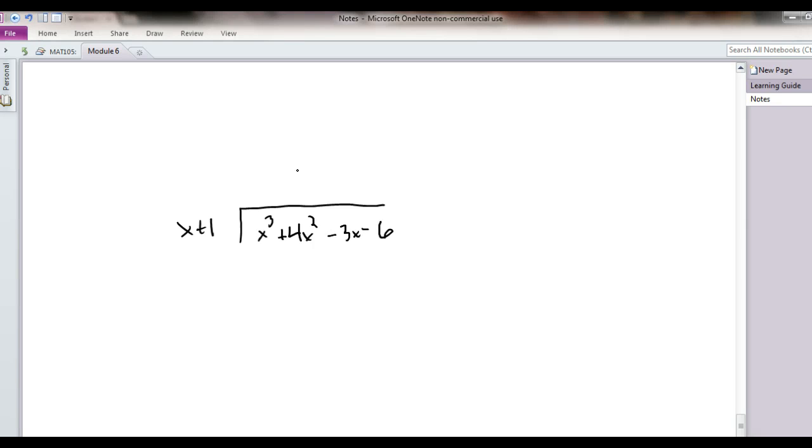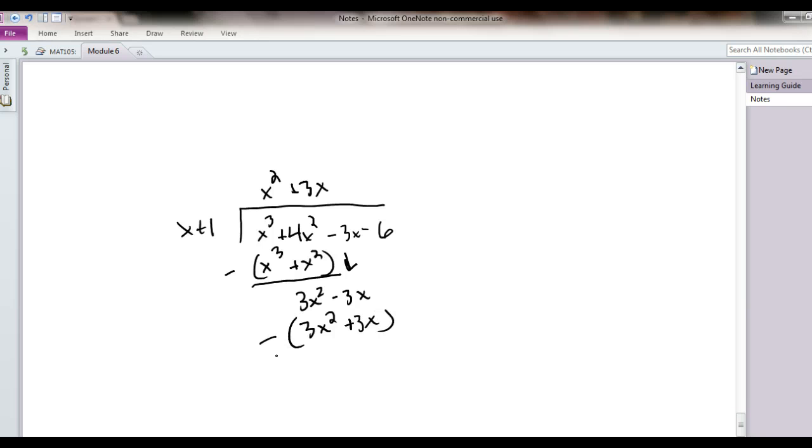And then this should divide evenly since it was a 0, so it goes in x squared times x to the third plus x squared. We subtract them off, get 3x squared, bring the next one down, minus 3x. So here what are we going to do? We're going to do plus 3x, get 3x squared plus 3x, and then when we subtract, get minus 6x, bring down the minus 6, so then we get minus 6x minus 6, so the remainder is 0.